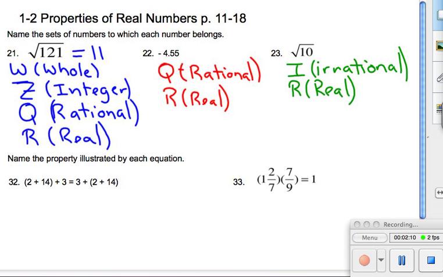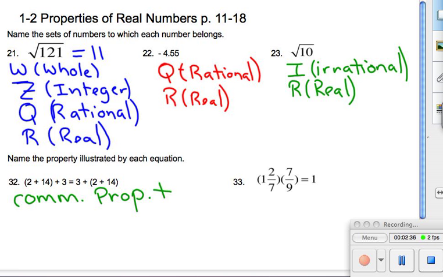Problem 32 and 33 that I picked asked us to name the properties illustrated by each equation. When you look at problem 32, notice that the parentheses are still grouped around the 2 plus 14. Doesn't matter if it's the left side of the equation or the right side. So because the grouping is still the same, this is going to make it the commutative property. Because we're adding, it's the commutative property of addition. Make sure you distinguish, don't just say commutative property, make sure you tell addition or multiplication.